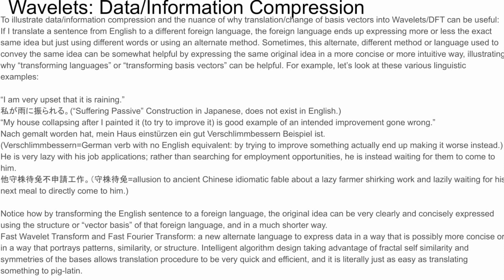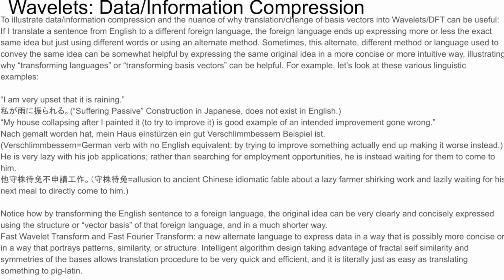For example, here are some various linguistic examples that I came up with. And notice how by transforming the English sentence to a foreign language, the original idea can be very clearly and concisely expressed using the structure or vector basis of that foreign language, and in a much shorter way, because these examples I came up with don't really have English equivalents, and these concepts only kind of exist in the foreign language, as shown above. The fast wavelet transform and fast Fourier transform are a new alternate language to express data in a way that is possibly more concise or in a way that portrays patterns, similarity, or structure.